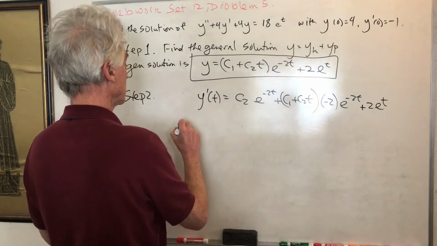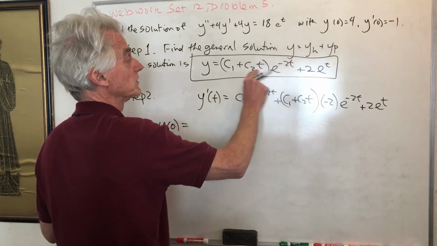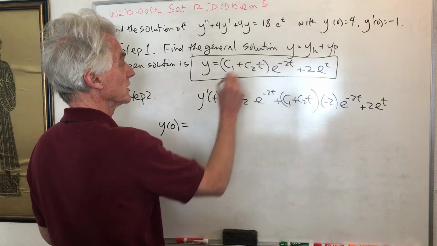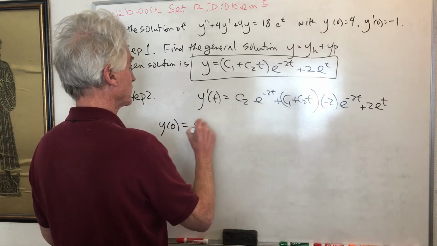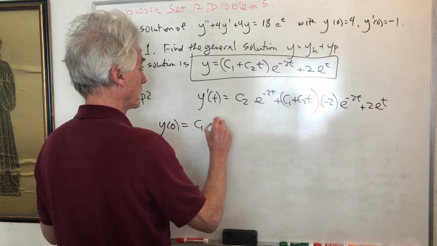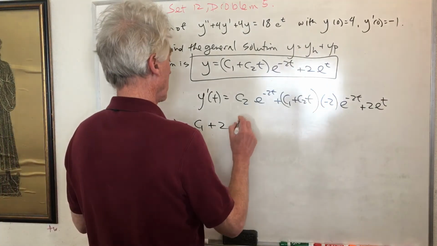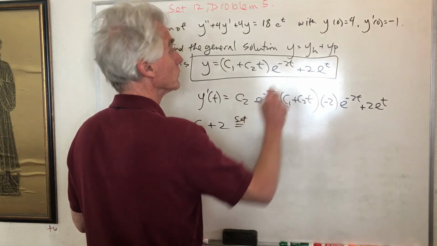apply the initial conditions. Y of 0 from the general solution is c1 plus 0 times 1 plus 2. Right? E to the 0 is 1. And I'm going to set this equal to 4.